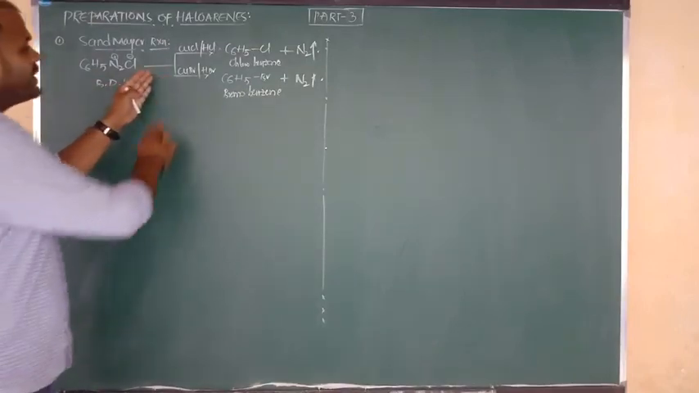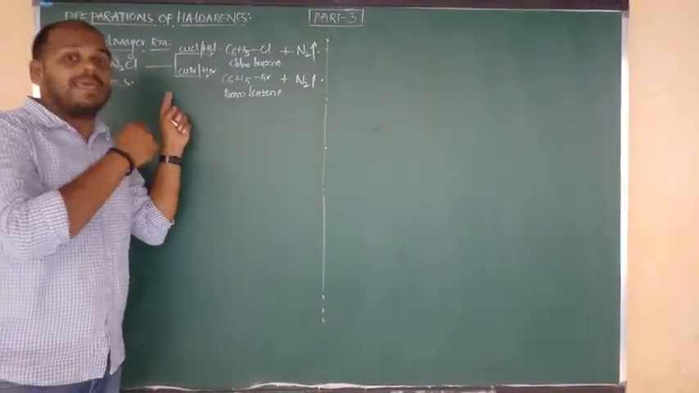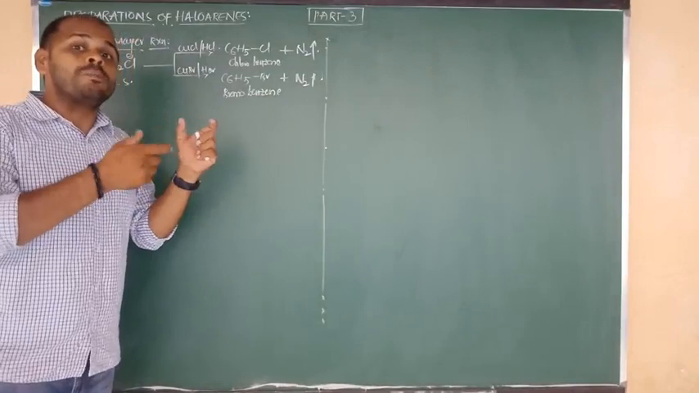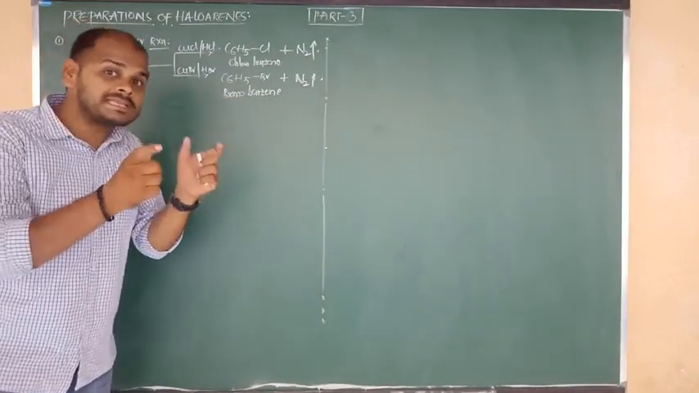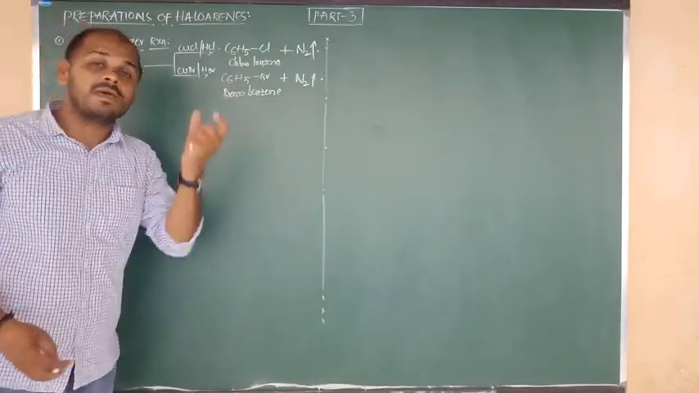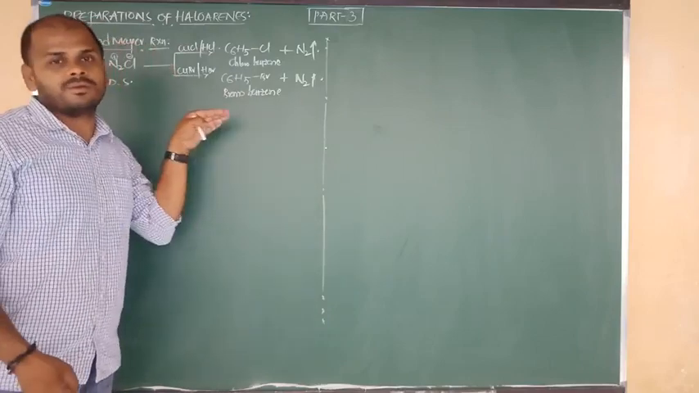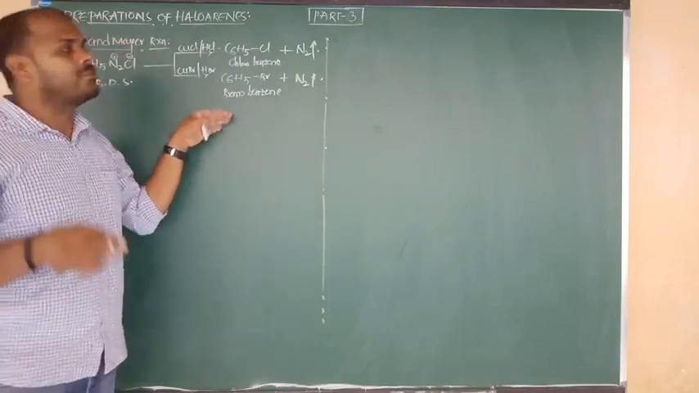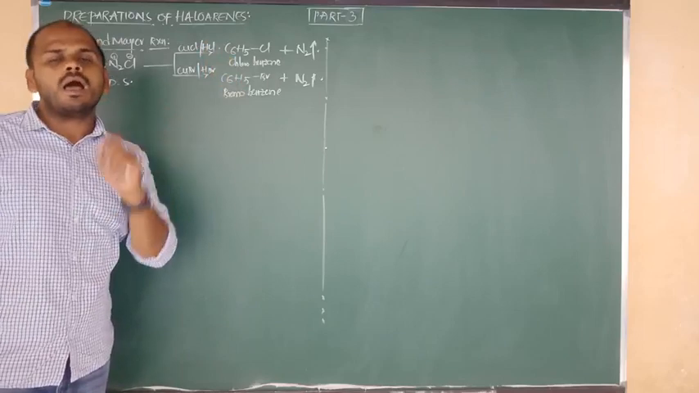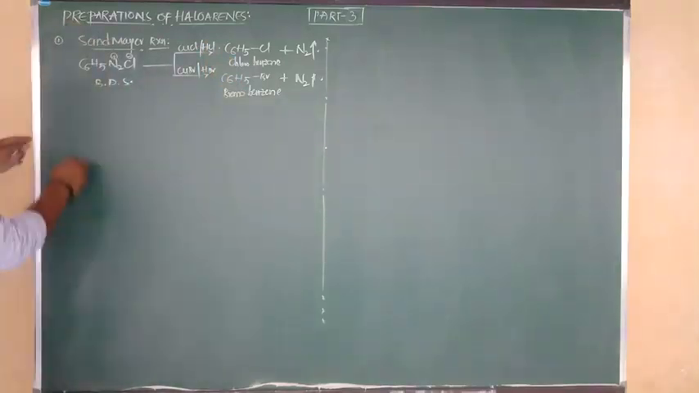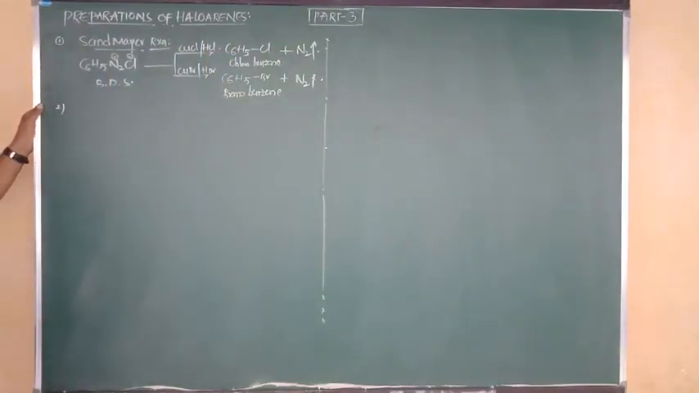And in Sandmeyer, we can add one more reagent also: CuCN, cuprous cyanide, in presence of KCN, which gives the product cyanobenzene. But that point I am not adding here because we are discussing only haloarene preparation. Good. Next, let us go to another method.